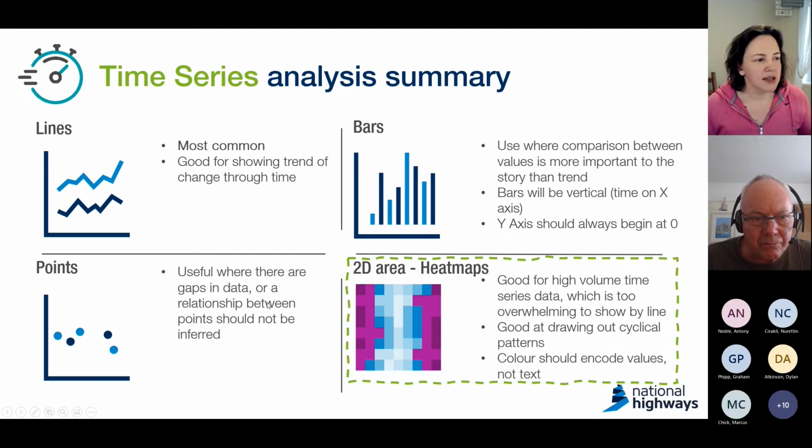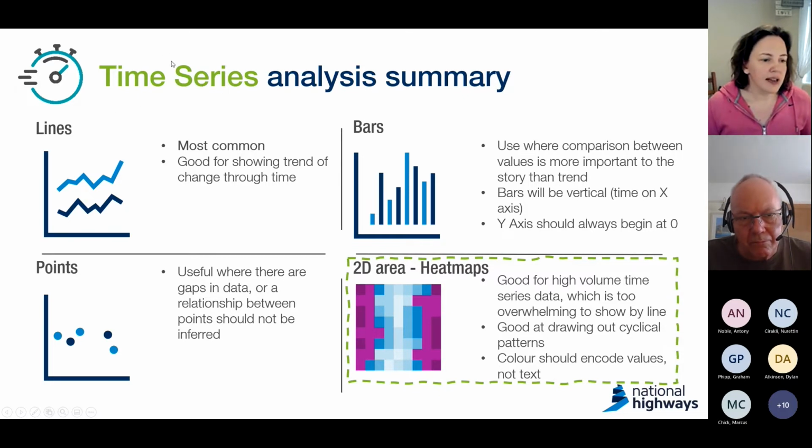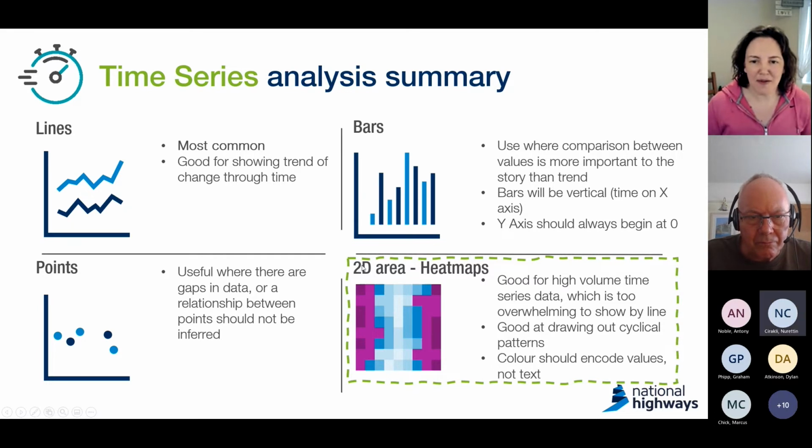So for those that were part of the last session that we did on chart and graph design, we said we'd come back to this point. So we went through the typical uses of chart types for the different types of analysis. And so you can get the cue from here that heat maps are useful as a 2D area plot for time series. So they're good for high volume time series, which is too overwhelming to show by line.